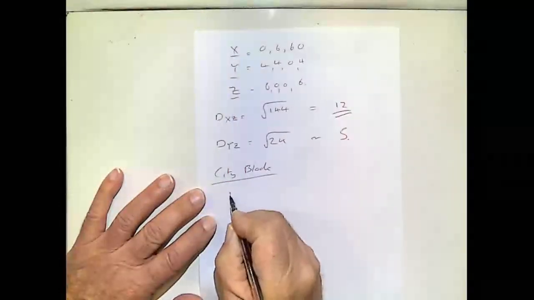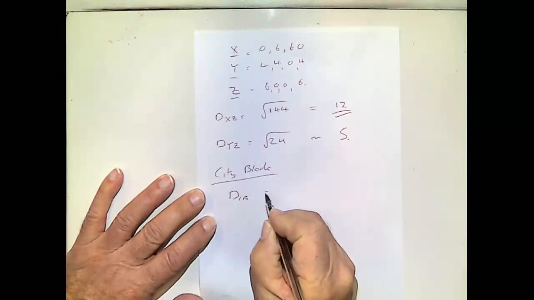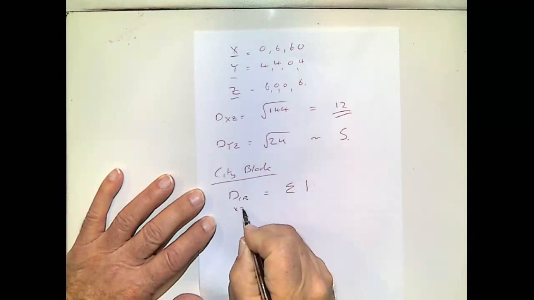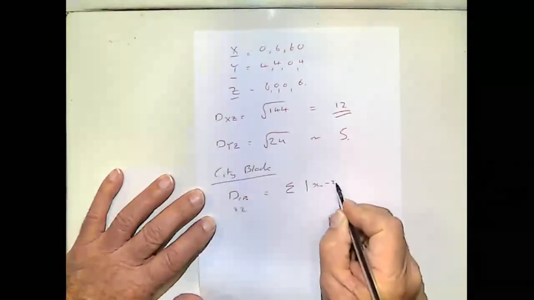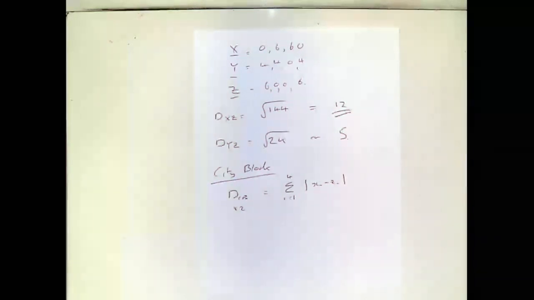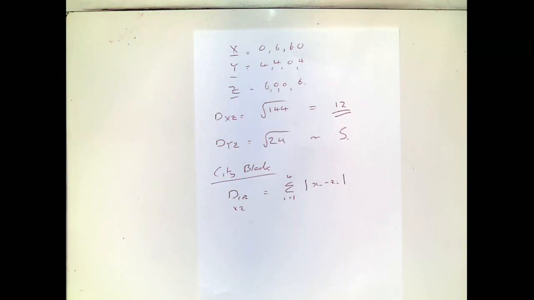The city block distance, DCB, is going to be the sum of the mod of xi minus zi, i equals 1 to 4. In other words, it's the sum of the modulus of the differences. So for xz, using that formula, 0 minus 6, and the mod of that is 6, plus 6 minus 0 is 6. They're all going to be 6. I think it is going to be 24.